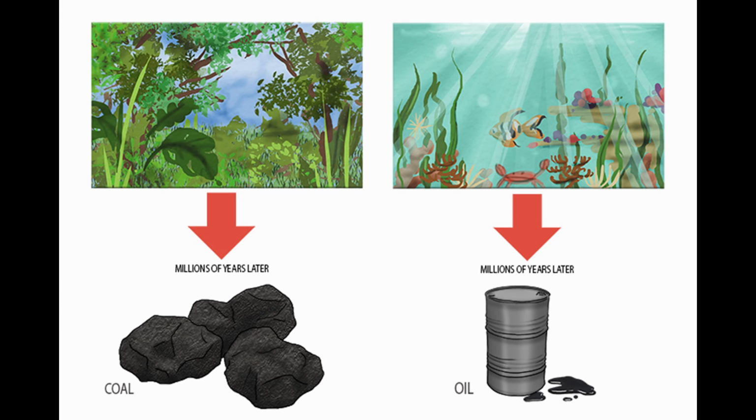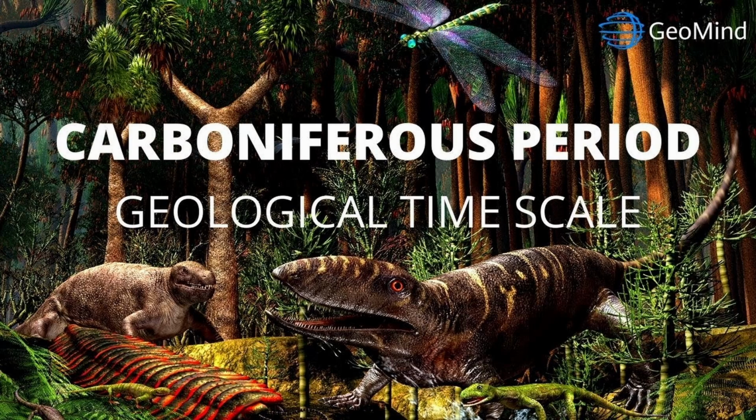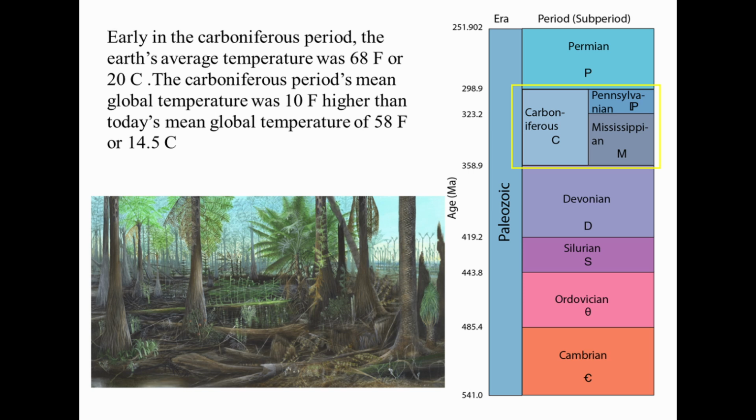Concentrated carbon is most commonly found in Earth as coal and oil. Most coal is believed to have formed from trees and plant material of ancient swamps. In fact, the entire geologic time period from 360 to 300 million years ago is known as the Carboniferous period. Early in the Carboniferous period, the Earth's average temperature was 68 Fahrenheit or 20 Celsius. The Carboniferous period's mean global temperature was 10 Fahrenheit higher than today's mean global temperature of 58 Fahrenheit or 14.5 Celsius.